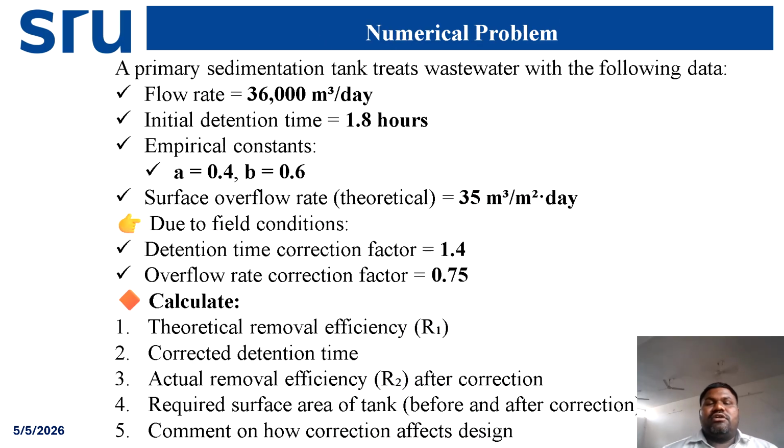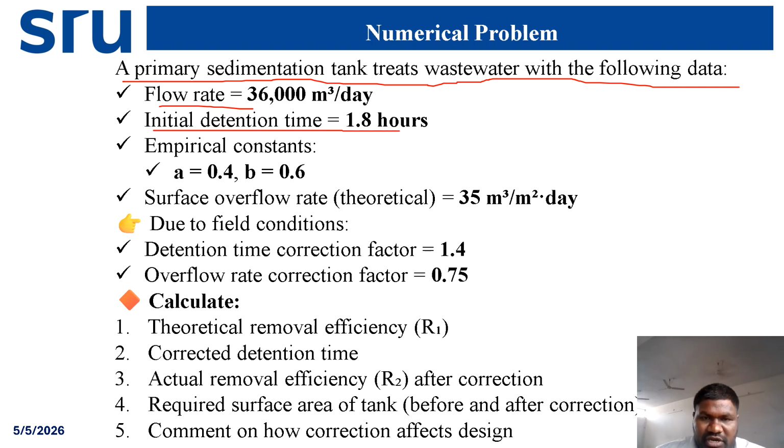So we will discuss one numerical problem about the primary sedimentation tank. A primary sedimentation tank treats wastewater with the following data. What are the data? Flow rate is given. Initial detention time is given as 1.8 hours. Then these are the empirical constants, the A and B values we discussed. Then the surface overflow rate, theoretically, is given as 35 meter cube per meter square per day. Due to field conditions, the correction factors are also given.